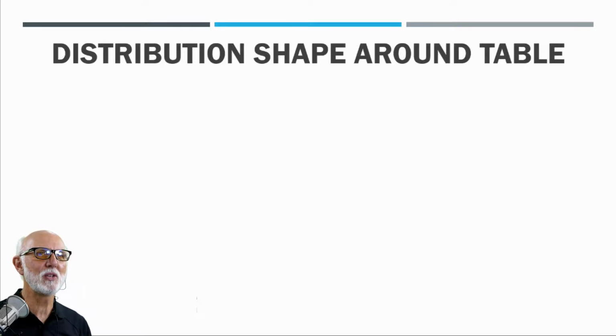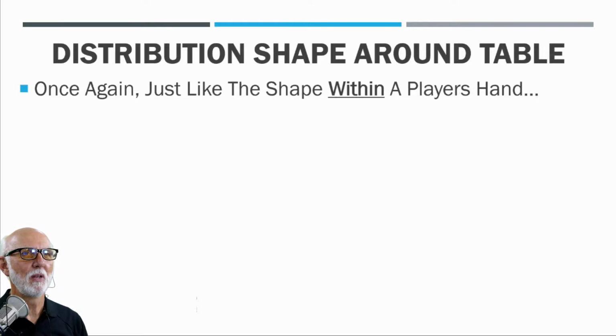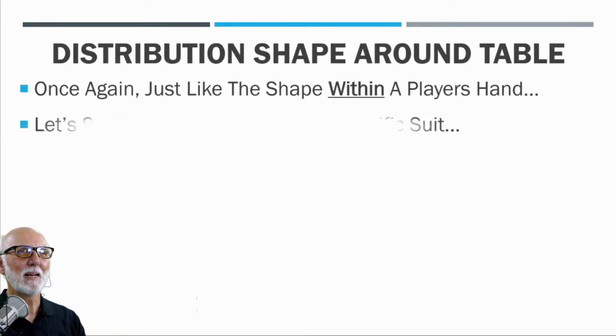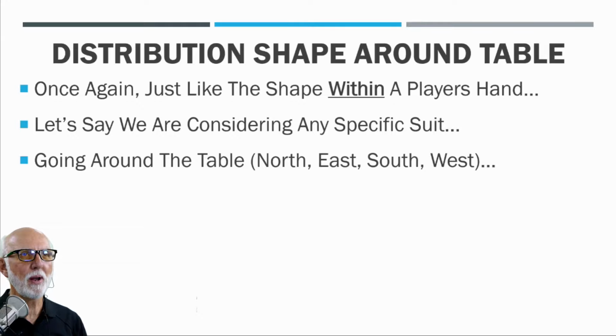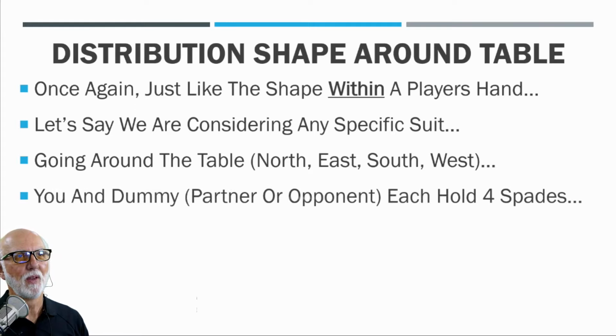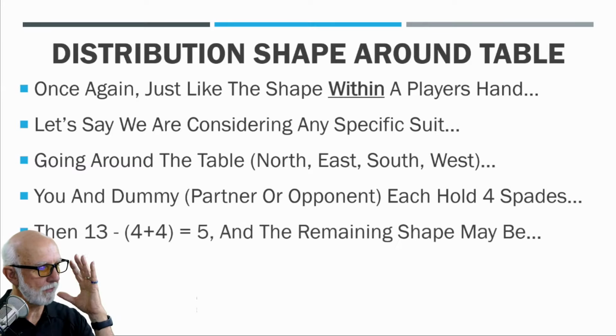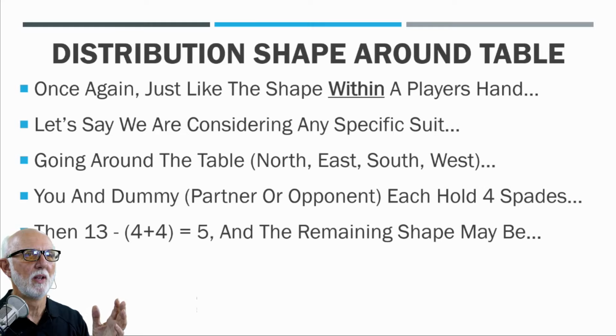Okay, good job. Okay, so distribution, shape around the table. First off, once again, just like the shape within our hand, let's say we have a 4-4-3-2 shape, a flat hand. Hopefully it's not that 4-3-3-3, but same around the table. Let's say we're considering a specific suit. So going around the table from north, east, south, west, you and dummy, partner, or the opponent, each hold 4 spades. Okay. So far, so good. 4-4 in the spade suit, the master suit.